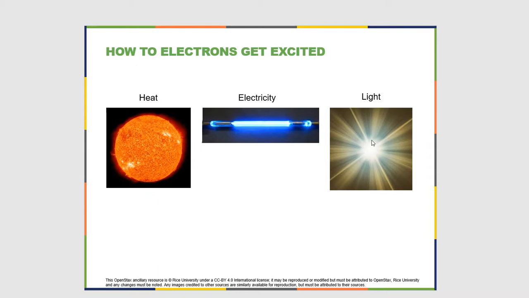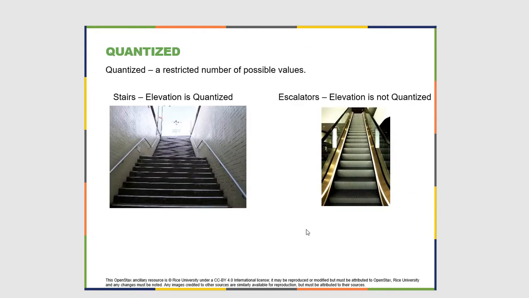And that's what's happening in the photoelectric effect. The electron flies off the atom and it's attracted to the positively charged plate and a current is generated. So these are three of the most typical ways that we can excite electrons. The next thing we want to look at is this idea of quantized.